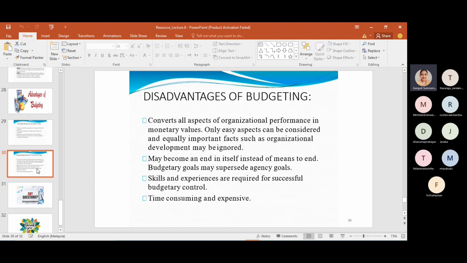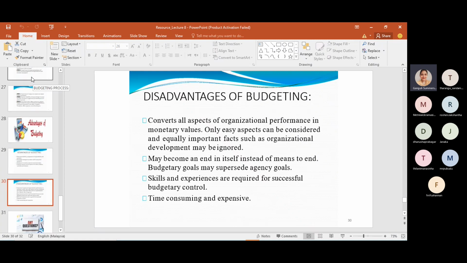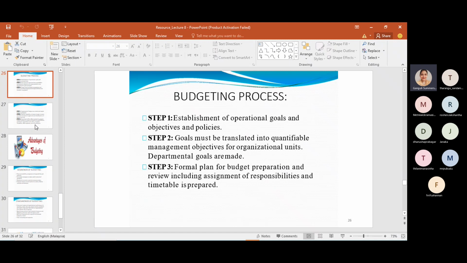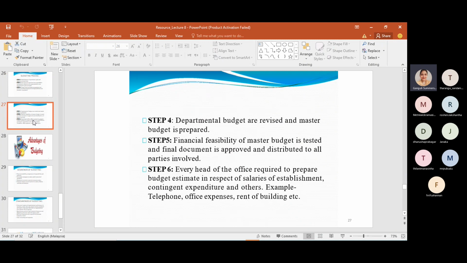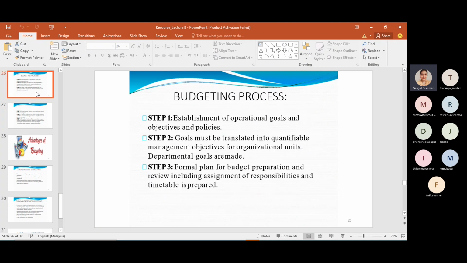Okay, and the other disadvantage is that budgeting is time consuming and expensive. Budgeting consumes a lot of time. You learned about the budgeting process over here. You can see the number of things that you need to do in this process, right? There are so many things that you need to do.